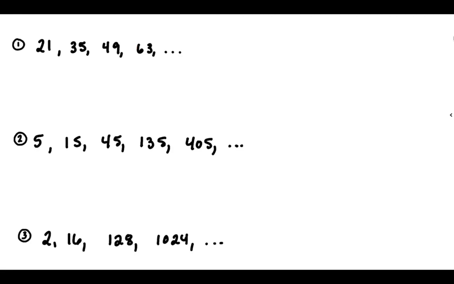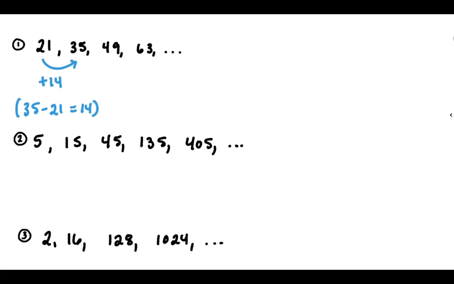So I'm looking at this sequence and I want to know, how do I get from 21 to 35 to 49 to 63? And in order to figure it out, you might just play around a little bit. So let's start by investigating adding. Am I always adding the same number? So to get from 21 to 35, what am I adding? I'm adding 14. And you could figure that out by doing 35 minus 21 if you weren't sure.